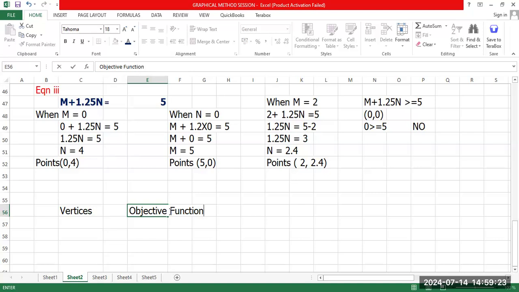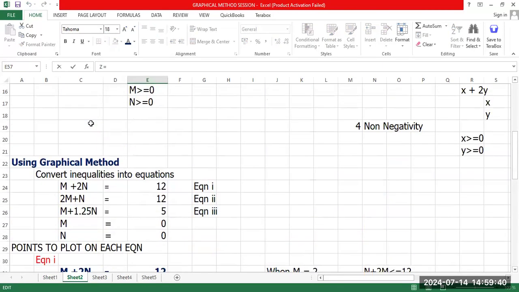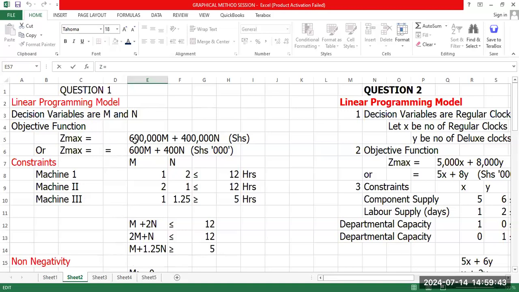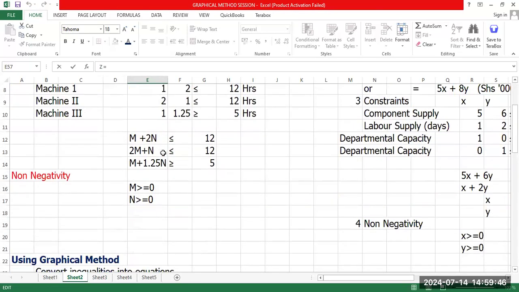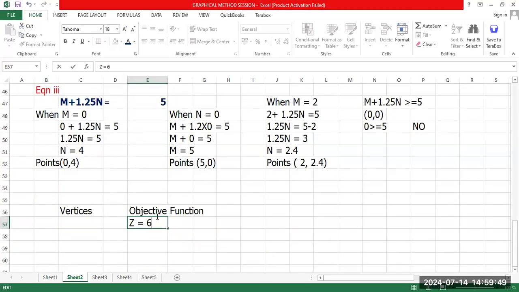Objective function. What was our objective function? It was Z max. Z max is equal to 600 M plus 400 N. And our values are in what? Our values are in 1,000.